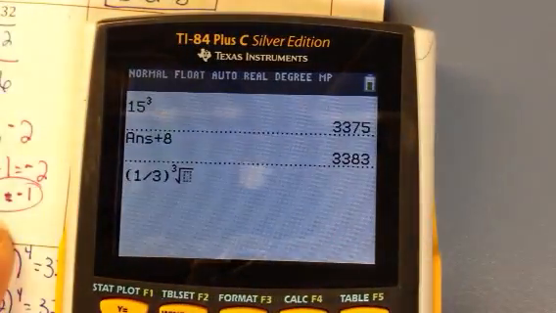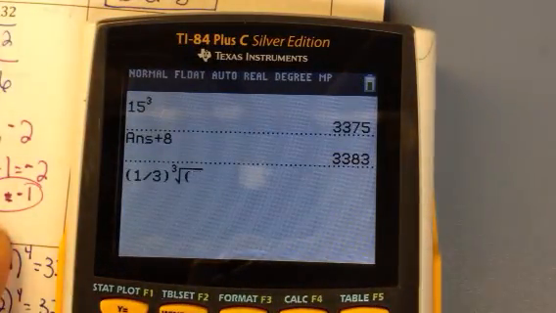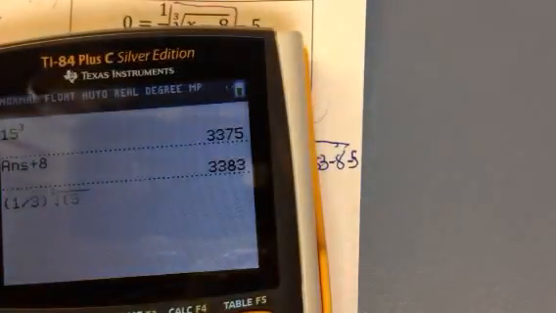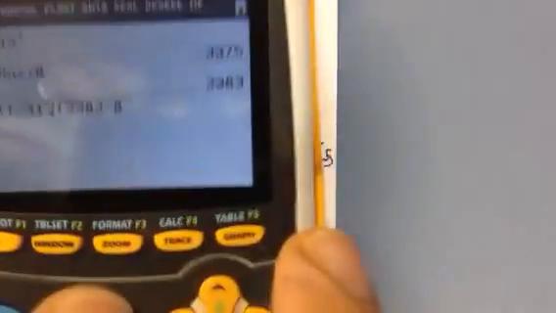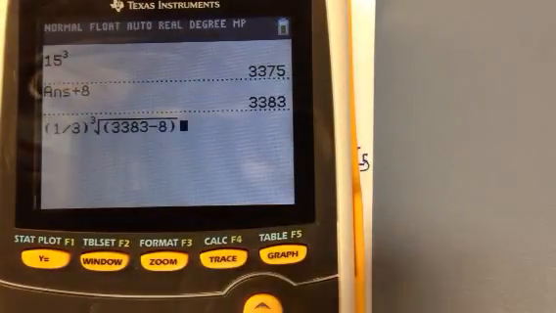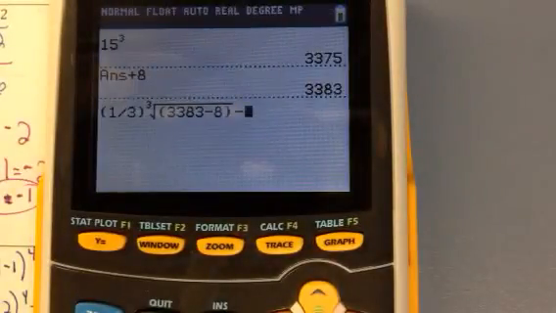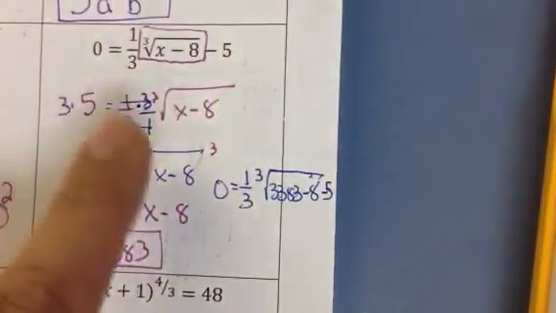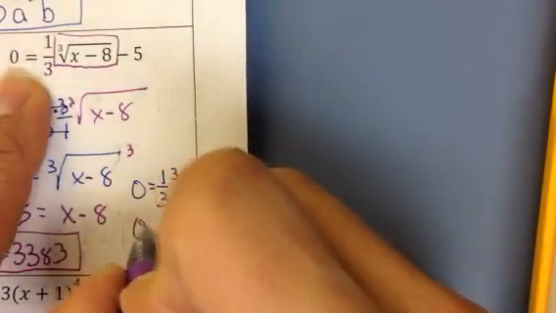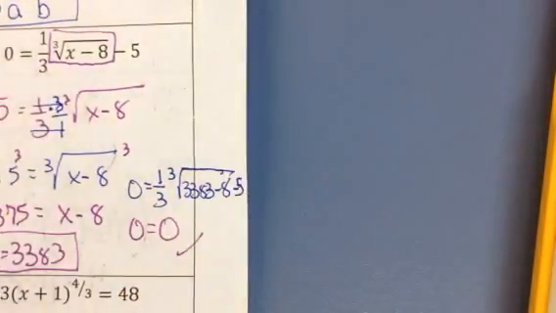And then some of you might have to start the parentheses depending on the operating system. I'll go ahead and do it. And I'm going to put 3383 minus 8. And then close the parentheses or use the right arrow and get out of the radical. And then minus 5. And do I get 0? I do. So when I'm done, I get 0. So this works. No extraneous solutions.